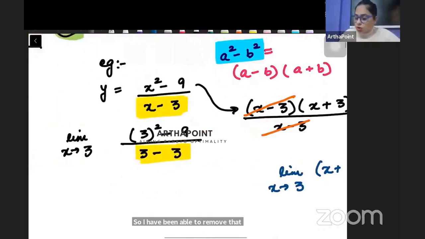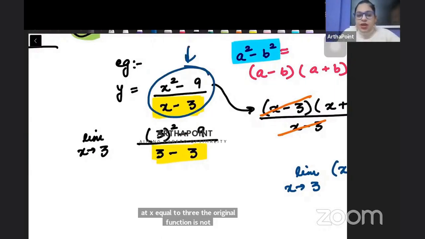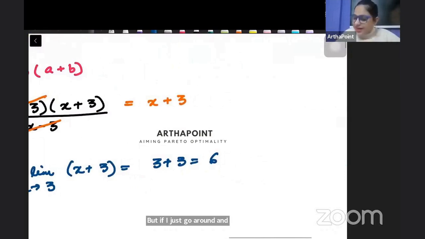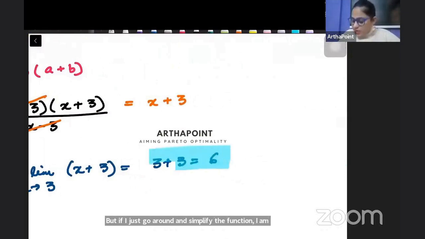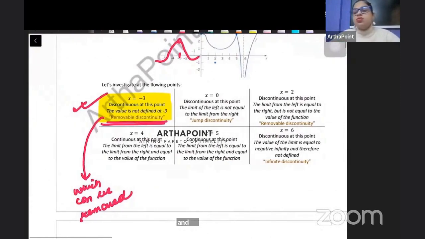Discontinuity was there at x equal to 3, the original function is not defined. This function is not defined. But if I just go around and simplify the function, I am able to get you a value at x equal to 3, that the value of the function will be 6. This is a way of saying that this is a removable discontinuity. Okay, we will talk about it when I do the numerical also.